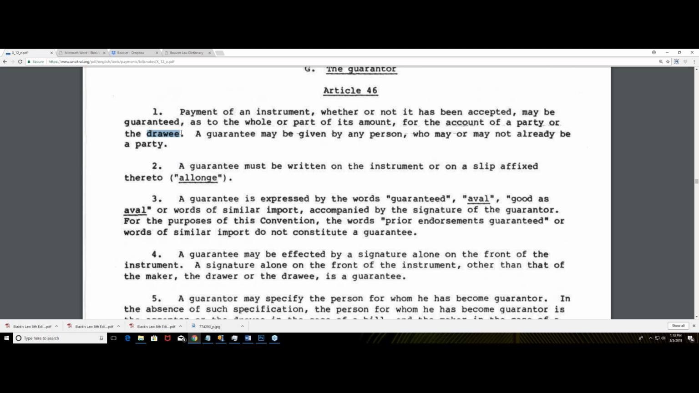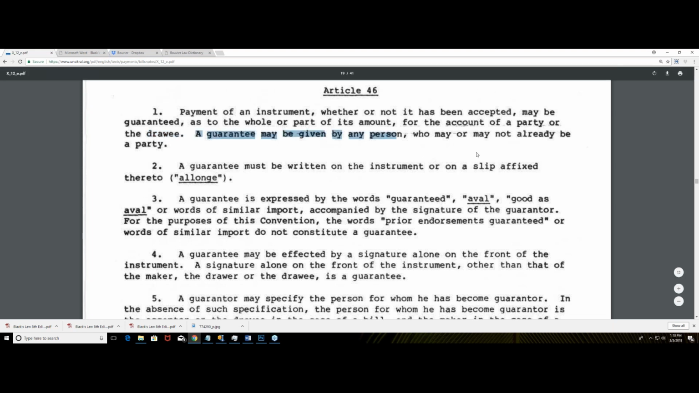You're not a party like in a court case because you're a third party intervener, or you come in and intervene, or you say I'm not that person and all that. Just kind of think in those terms. Two, a guarantee must be written on the instrument or on a slip affixed thereto, an allonge, which is an attachment that goes to the instrument.